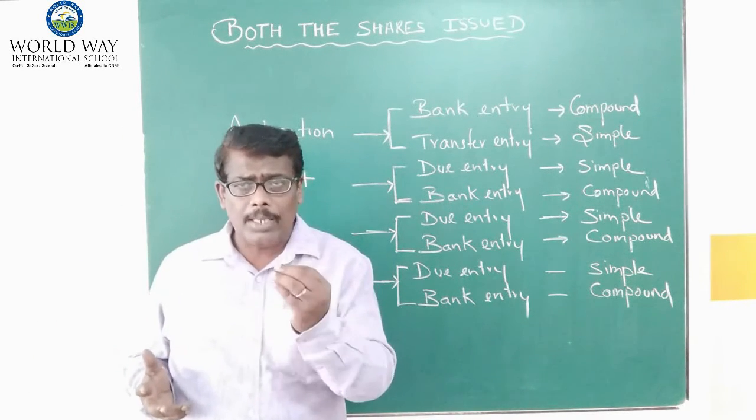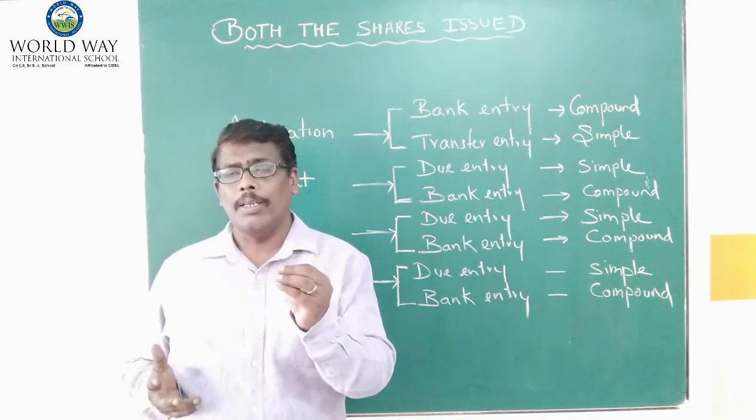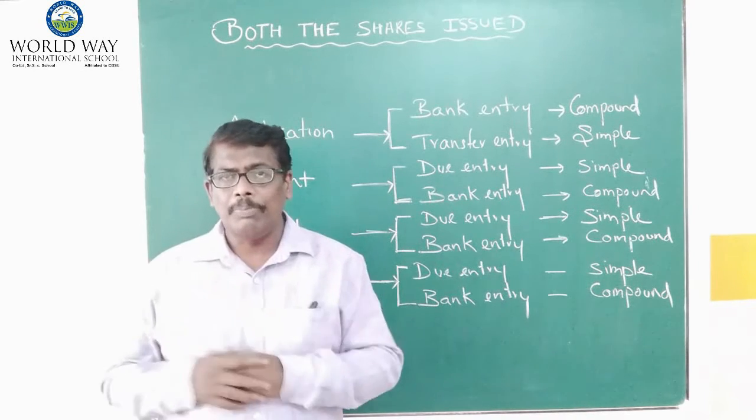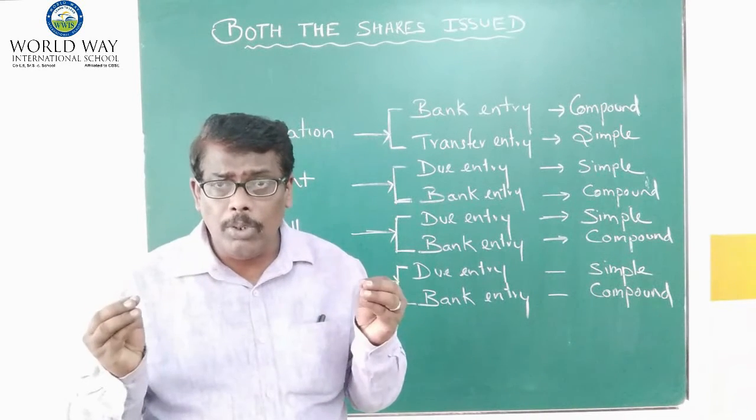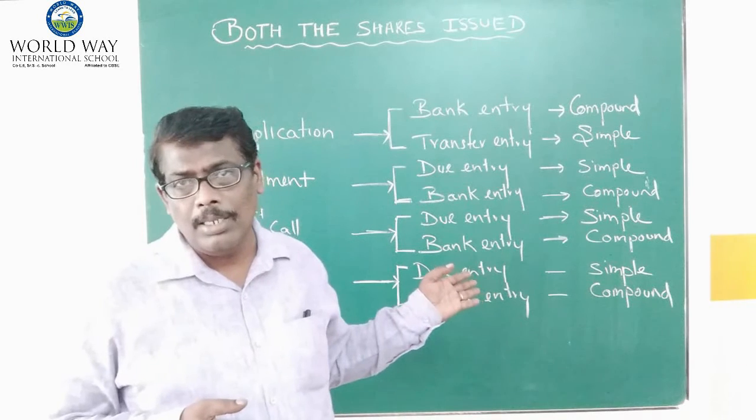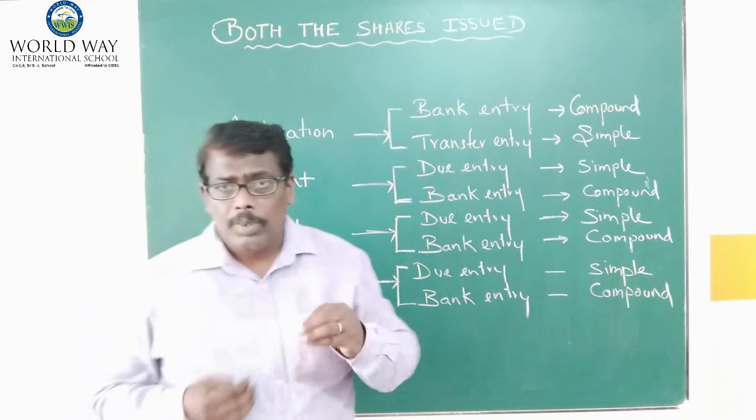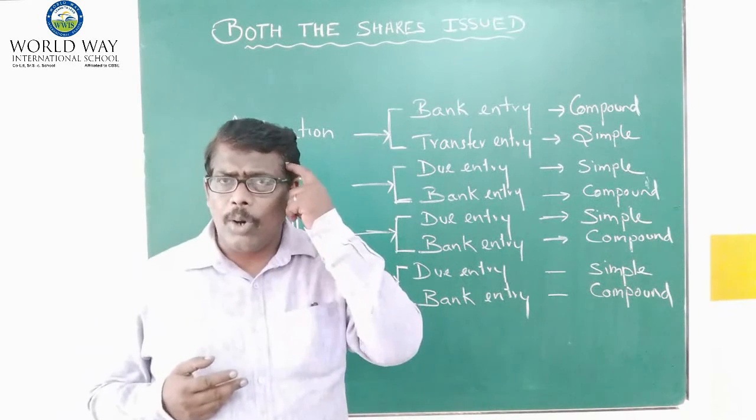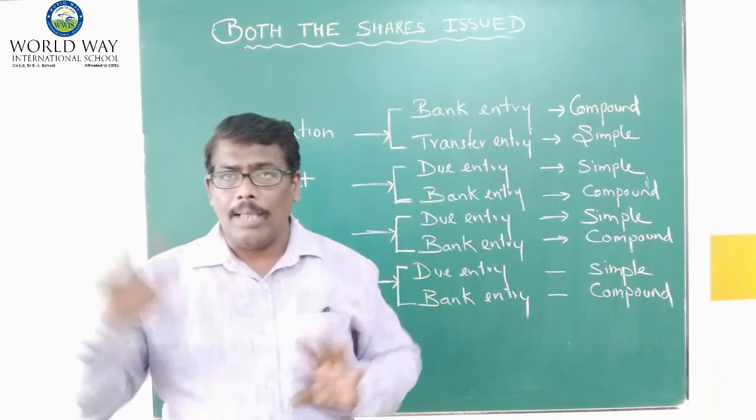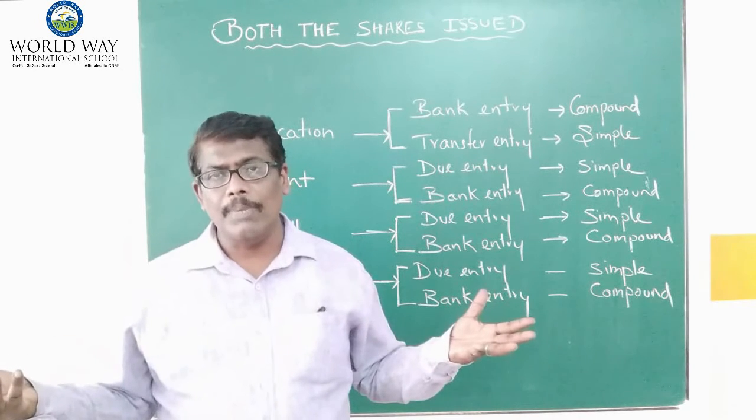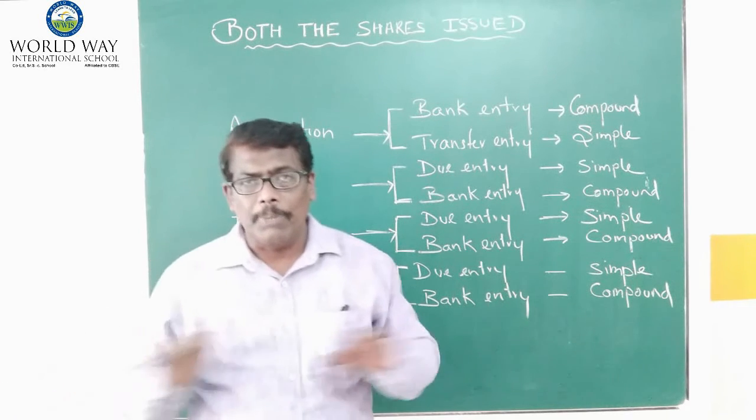Whenever in a practical question you come to know that both the shares are issued to the public simultaneously, in that circumstance, what you have to do is follow these steps. Right? And it is necessary. It's a shortcut, keep it in your mind: bank entry, compound; bank entry, compound; other entries, separate. That's all. This is the magic behind this. Bank entry, you need to pass a compound entry, and other entries, separate entries.